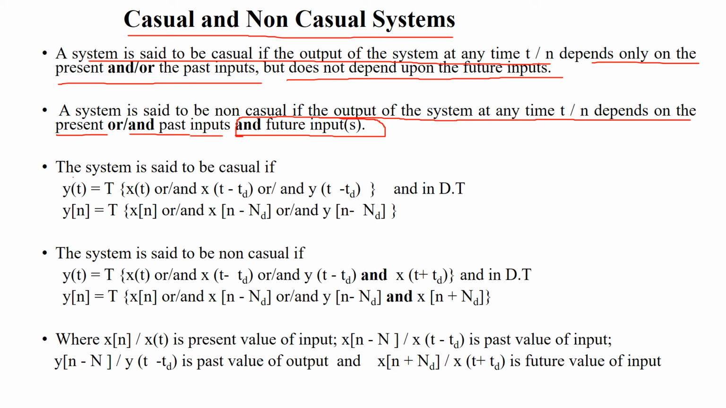The system is said to be causal in continuous time if y of t depends on x of t and or x of t minus td, that is, present input, delayed input or delayed output only. If the system is non-causal, then the output y of t depends on present input, delayed input or delayed output, and future input. This is known as a non-causal system.